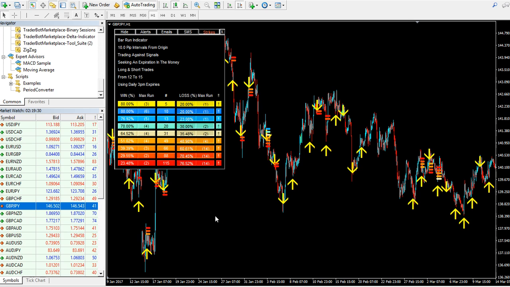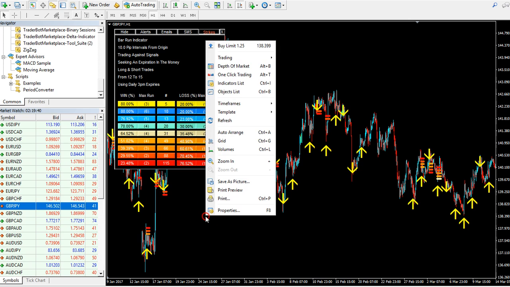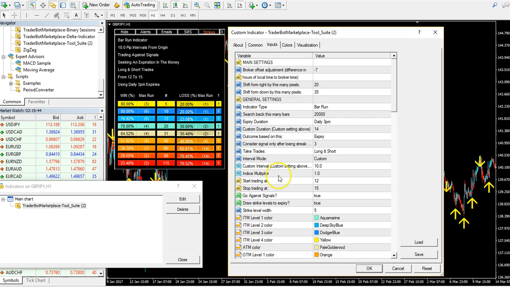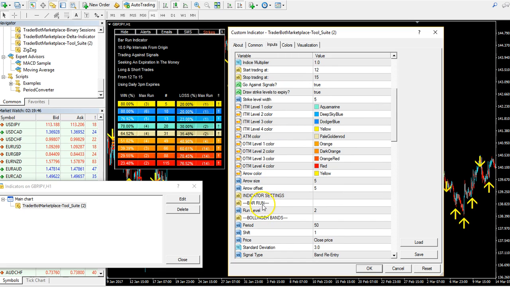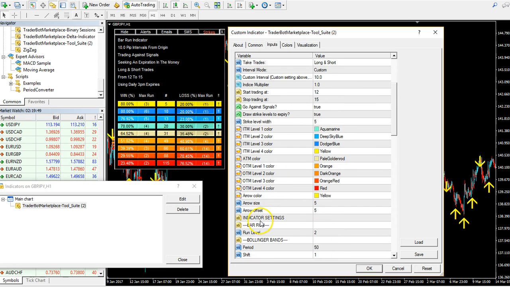You don't want to over optimize, because when you over optimize, you're not seeing the full picture. 64% win rate, that's a good win rate. But we're going to try to make it even better. Let's say we've got 64% win rate, and we're looking at bar run. We're only looking if it has 2 bars in a row. What if it has 3? Let's just take a look at it.